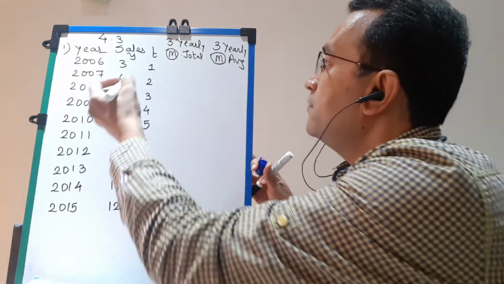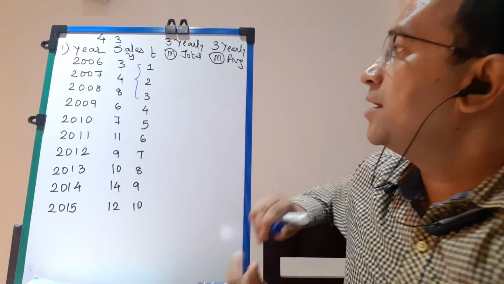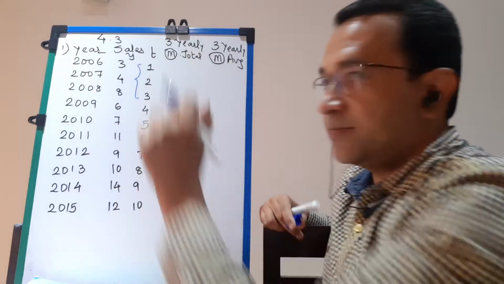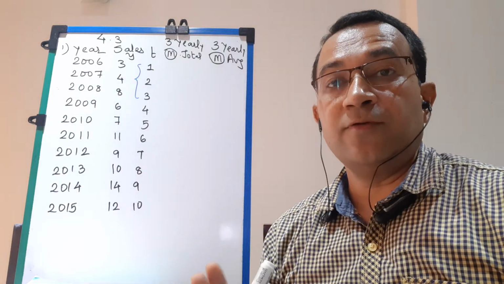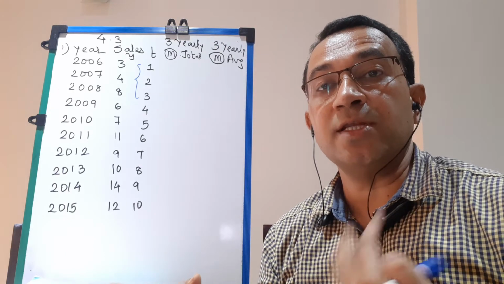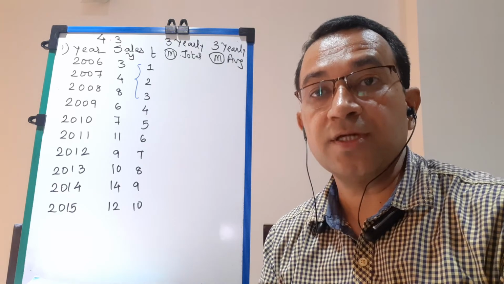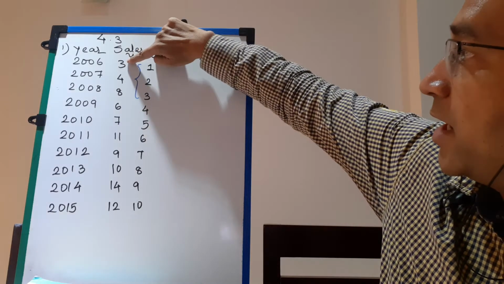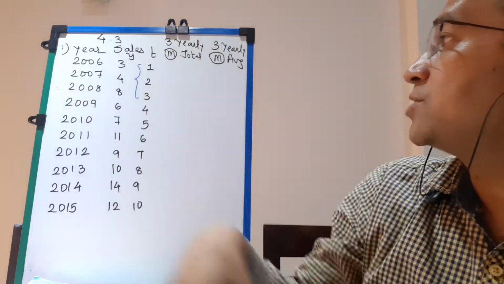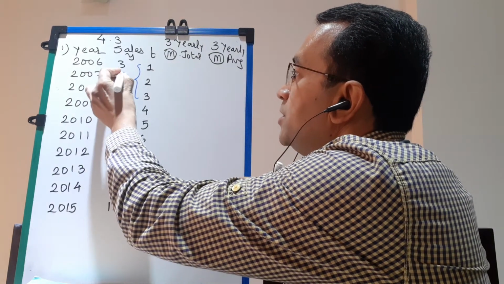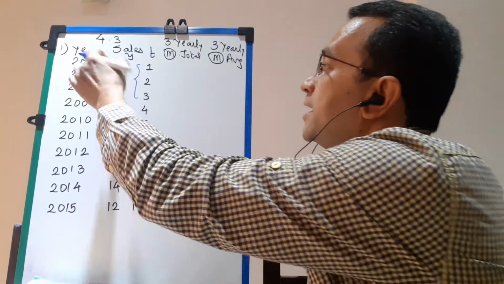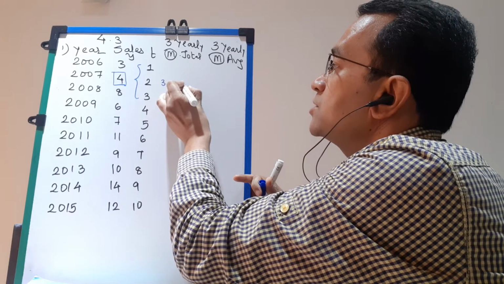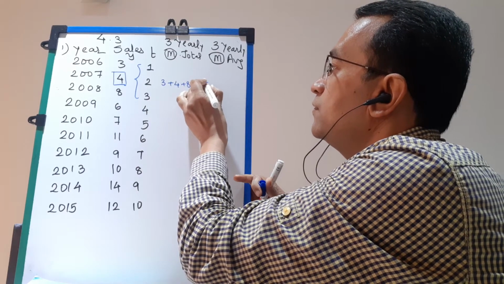Now, the first 3 values are these for time period 1, 2 and 3, and the values of y are y1, y2 and y3. Whenever it is 3 yearly moving average, or 3 weekly, or 3 monthly, or 3 days moving average, the first total you will write always against the middle observation. Now if I consider these as y1, y2 and y3, the middle observation will be y2. So opposite to that, I will add these 3 values: 3 plus 4 plus 8, and that is equal to 15.